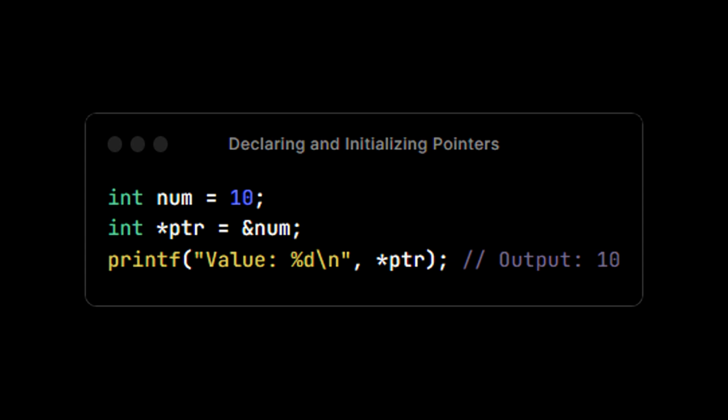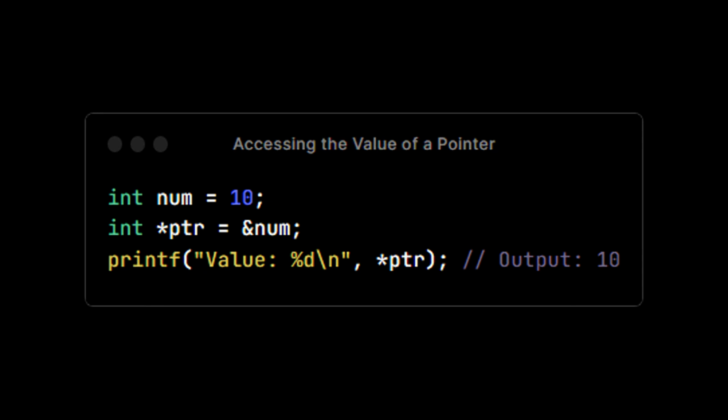Declaring and initializing pointers. To declare a pointer, you use the asterisk symbol followed by the variable name. Pointers must be initialized with the memory address of another variable. Here's an example.